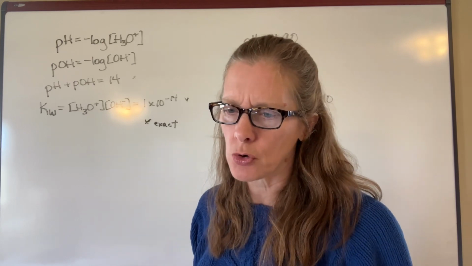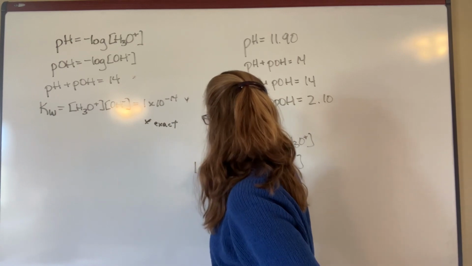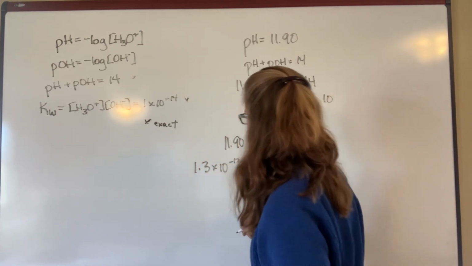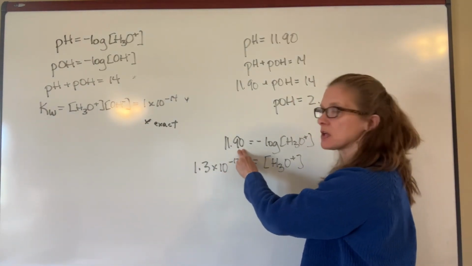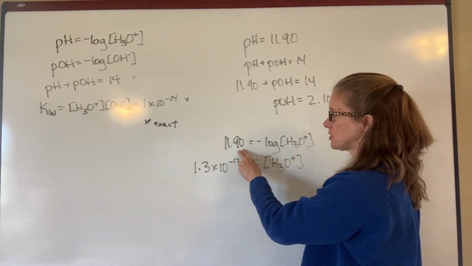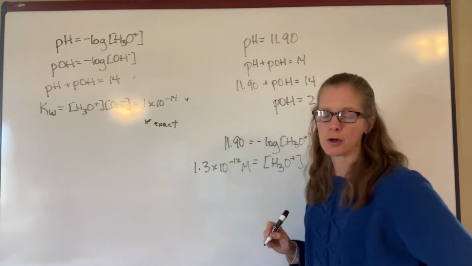Okay, so the correct answer for hydronium ions here is going to be 1.3 times 10 to the minus 12 molar. Why two significant figures? Because there are two significant figures after the decimal point here. So when we're dealing with logs, remember it's the numbers after the decimal point that matter. So 2 here means that I have 2 here.